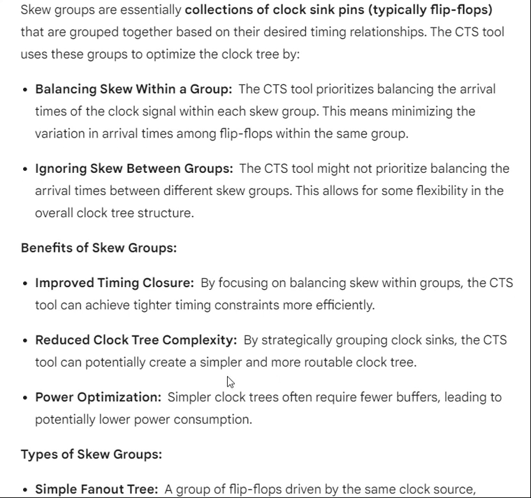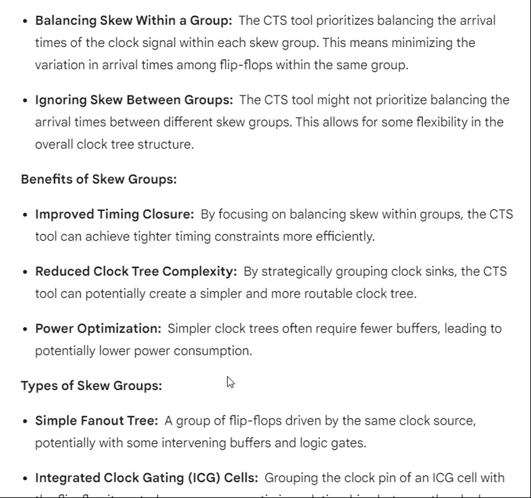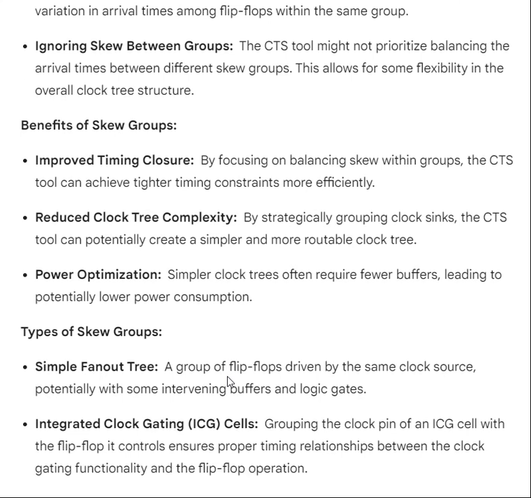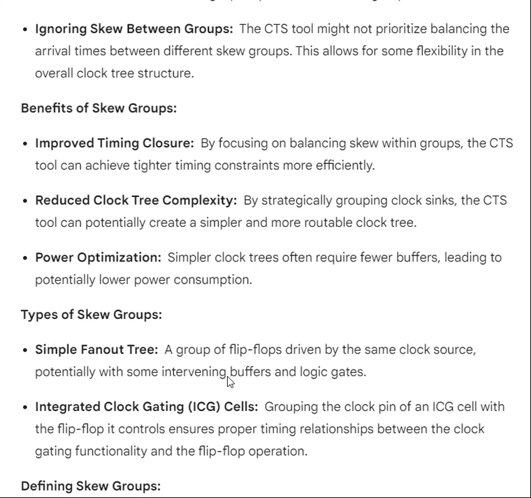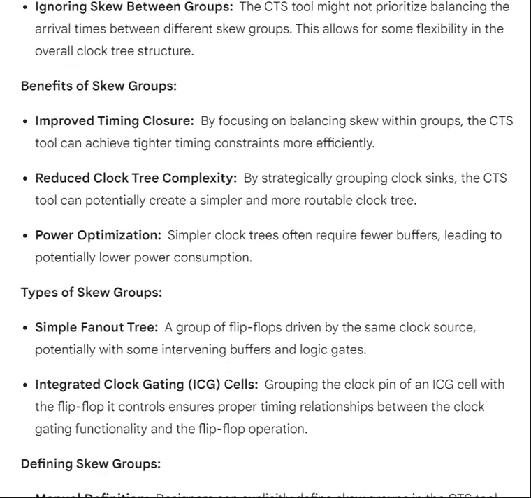Benefits of skew groups. Improved timing closure. By focusing on balancing skew within groups, the CTS tool can achieve tighter timing constraints more efficiently. Reduced clock tree complexity. By strategically grouping clock sinks, the CTS tool can potentially create a simpler and more routable clock tree. Power optimization. Simpler clock trees often require fewer buffers, leading to potentially lower power consumption.